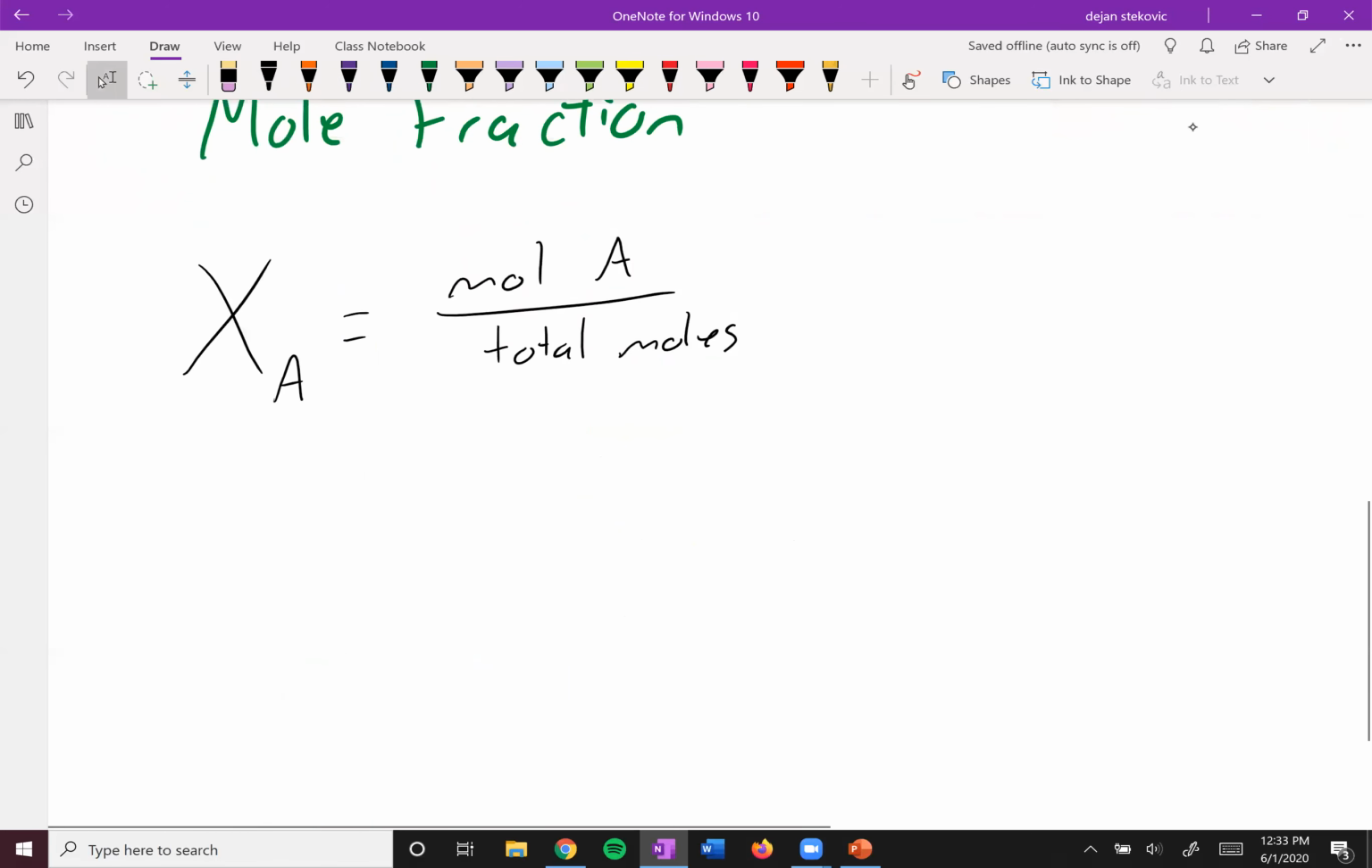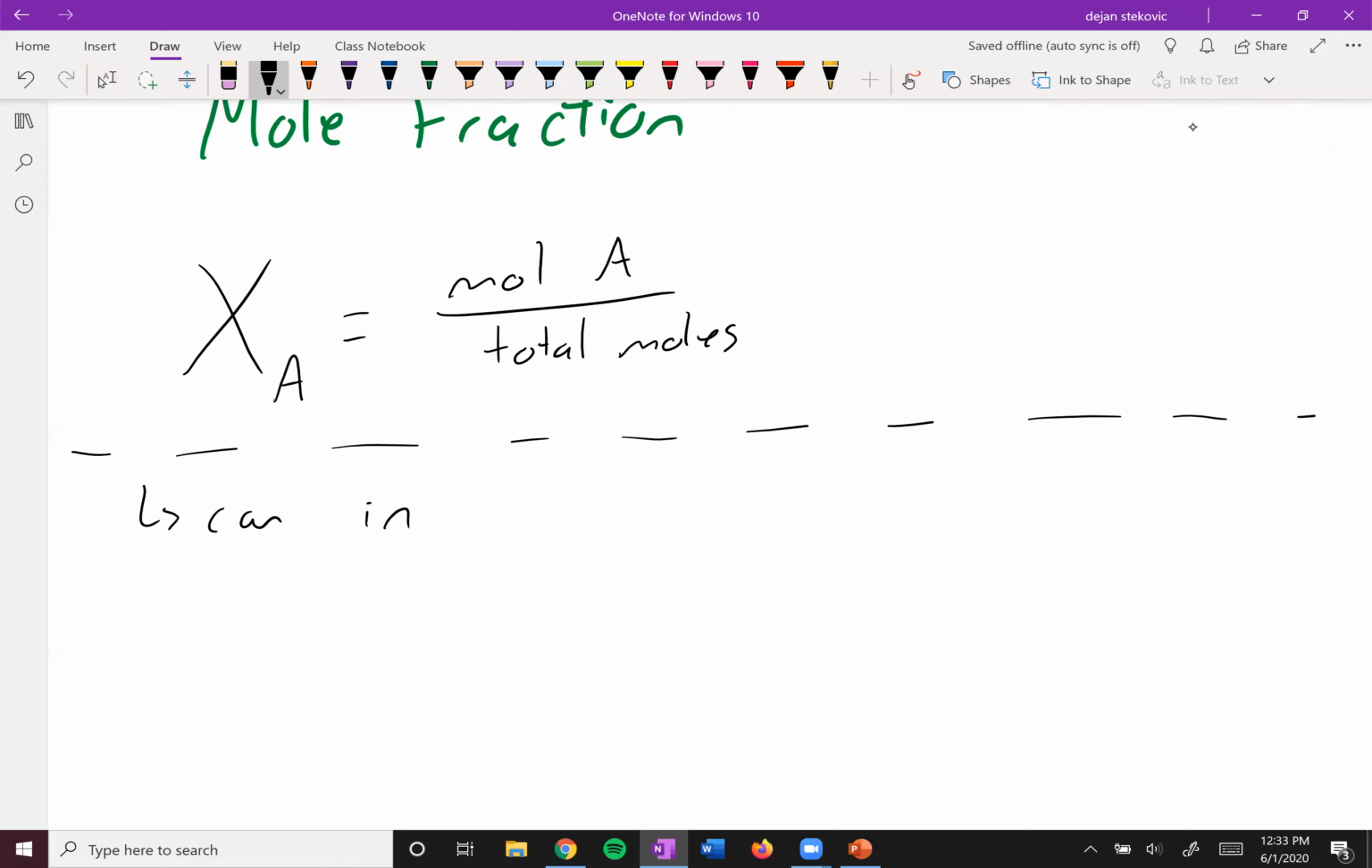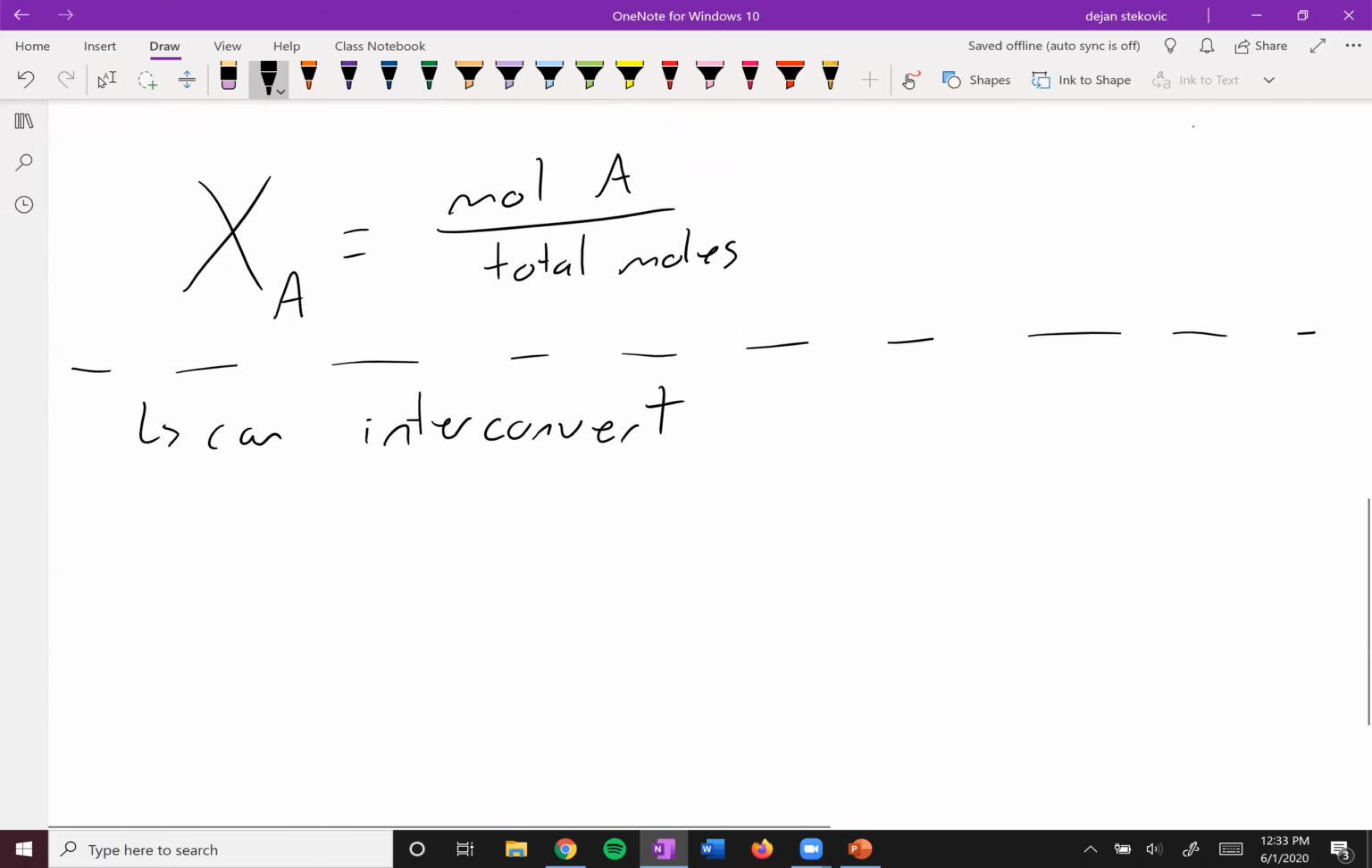And so given enough information, you should be able to interconvert between all of them, right? So you can interconvert. So you can go from molarity to molality, molarity to mole fraction, all that kind of stuff.